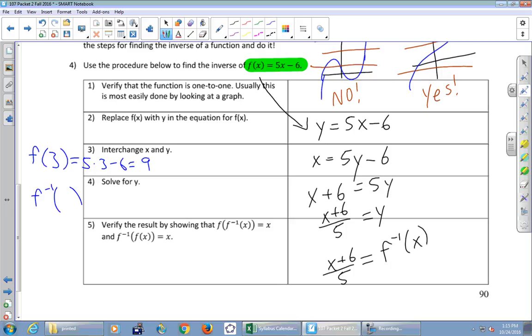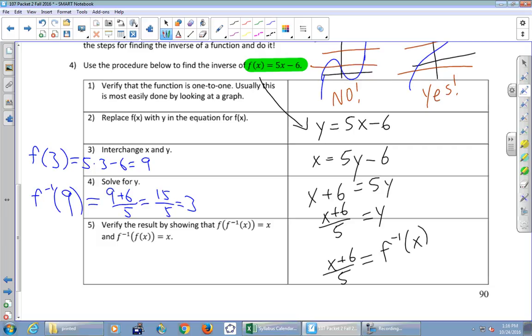Okay. What should we be checking to see if we have the right f inverse function there? F inverse of 9. That's what I want to check. Right? 3 went to 9. What am I really hoping happens with 9? Goes back to 3. Let's check. Down there, x plus 6 over 5. 9 plus 6 over 5. Yeah? 15 over 5, which is 3.